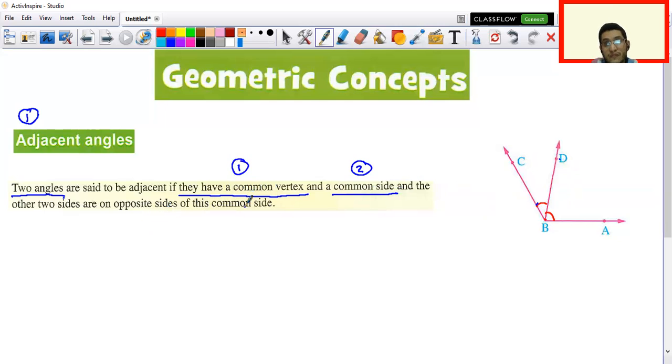The common vertex is the first condition. Here, the common vertex is B, and the common side is the second condition. Here, the common side is BD.